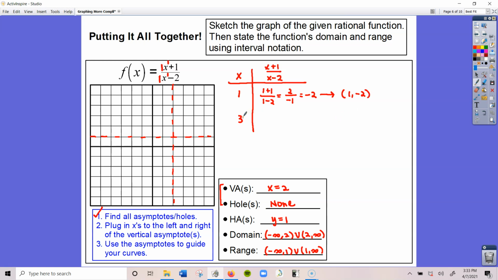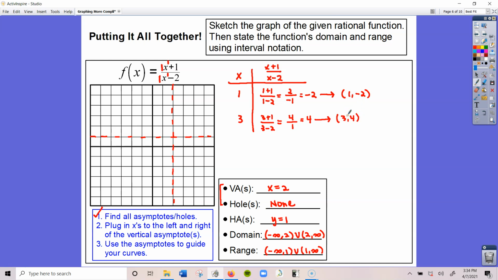Now I'm going to do the same thing with 3, and I'm going to plug it into my function. So 3 plus 1 over 3 minus 2. 3 plus 1 is 4, and 3 minus 2 is 1. So that means that 4 divided by 1 is 4. So I have a coordinate at 3, 4.